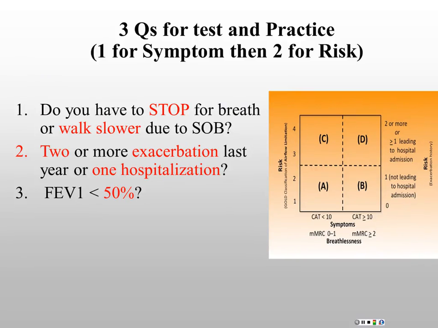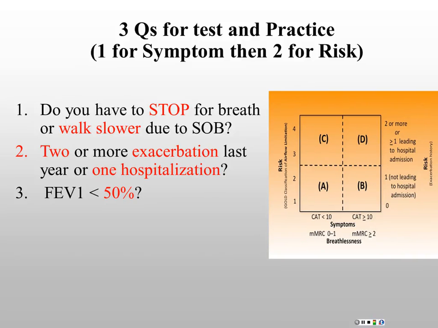First, you have to assess symptoms, then you assess risk. You assess symptoms by asking the patient if he has to stop because of shortness of breath, or if he has to walk slower because of shortness of breath. If he answers yes, he's already above 2. So now you are putting him in the patients with more symptoms, which can be B or D.